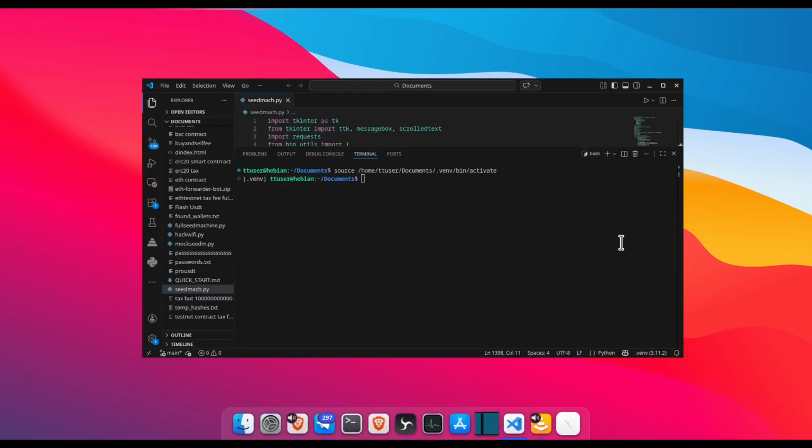Today, we're stepping into the shadows. We're not just talking about crypto. We're hunting in the deep ends of the blockchain. I'm about to show you exactly how BIP39 seed phrases get generated and scanned at machine speed. No theory, no fluff, just raw execution.